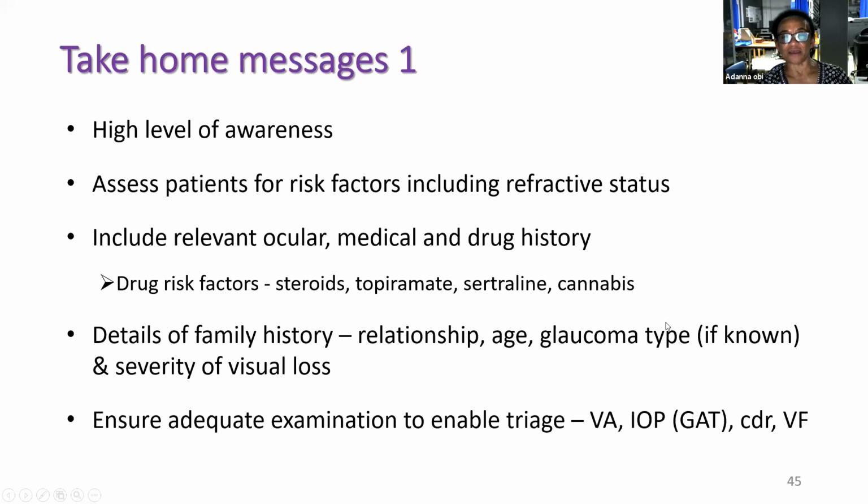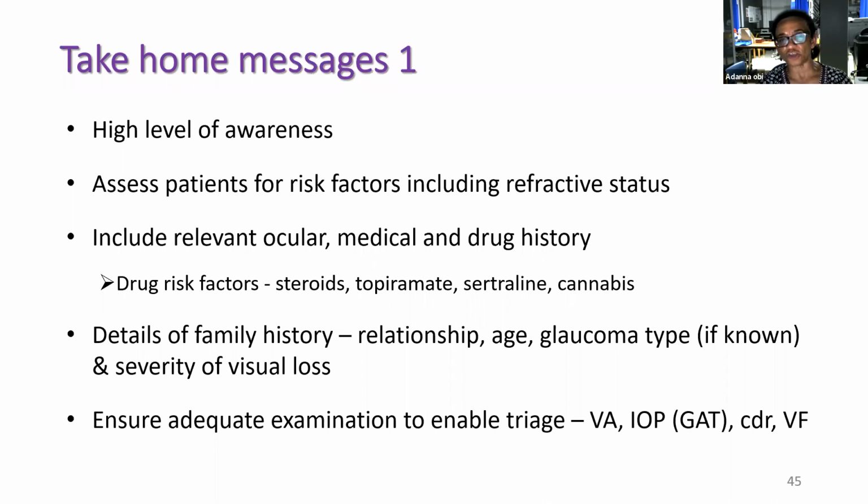Find out what type they are. So POAG is what most people look for, okay? If they have angle closure, I will tell them that. So your family members need to be screened for angle closure as well as other types of glaucoma. If they've got PDS or pseudoexfoliation, then you need to advise them to get their relatives screened for those conditions as well.